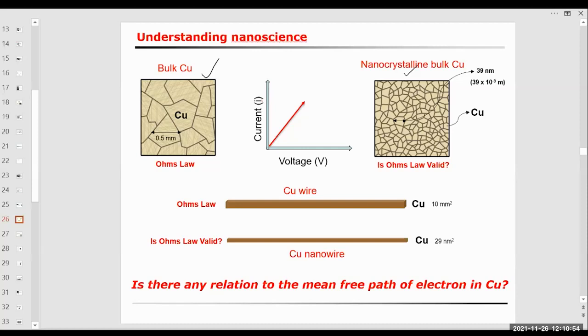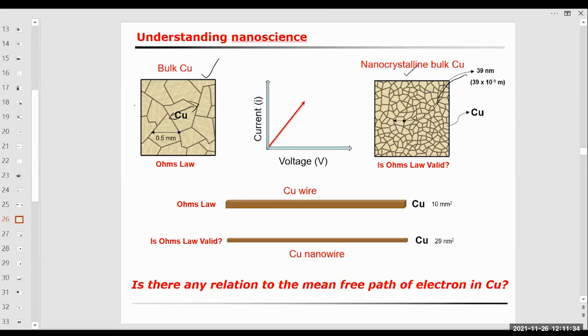Both are made up of copper atoms, but in one case the size of the grains is very big. In the other case, the average size of the copper grains is just 39 nanometers. You might be wondering why use the number 39, why not some other number like 50 or 100. Let us come to that a little later. Now what we do is conduct an experiment measuring the electrical conductivity of these two materials, both made up of copper atoms.